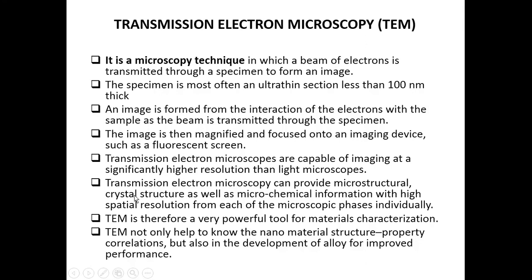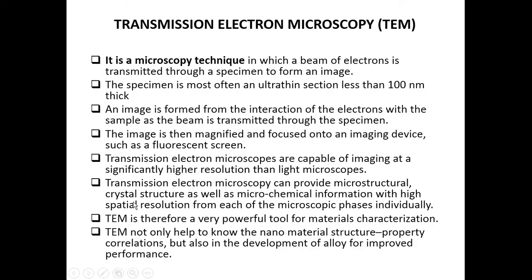Okay. The transmission electron microscopy can provide microstructural and crystal structure information as well as microchemical information with high spatial resolution from each of the microscopic phases individually. That is the main advantage of using TEM. What is that? It can be used for providing the microstructural information. Microstructural means the lattice formation of the material through which that particular specimen has been produced. So that information can be available by using transmission electron microscopy.